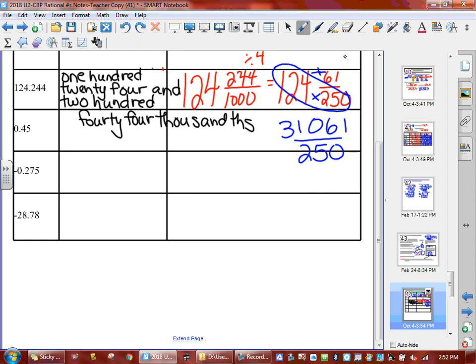Okay, now we're going to move to the bottom 2. I need to erase this. Is everybody done? So I can erase it? Okay, so I'm running out of room here. Okay, let's look at the next question.